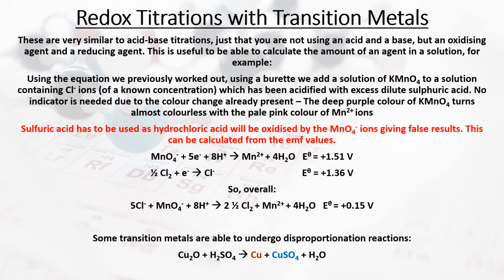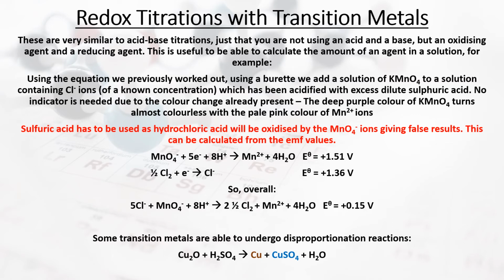So we have to use sulfuric acid instead, which isn't going to be oxidized by our manganate ions. And so we have our two half equations here. We have our manganate half equation that we've worked out on the previous slide. This has a potential here of plus 1.51 volts. We then have this chlorine half equation. Again, these are both written as electrochemical reductions. We have a half cell value for this being positive 1.36 volts.